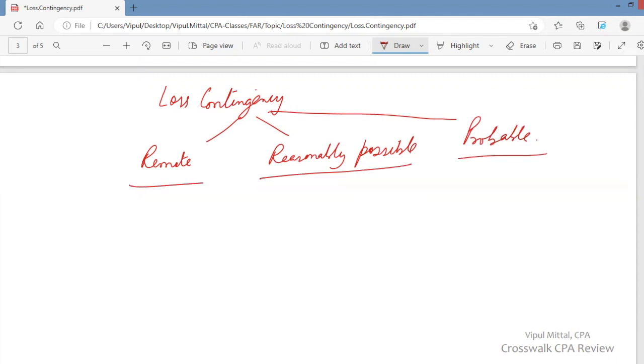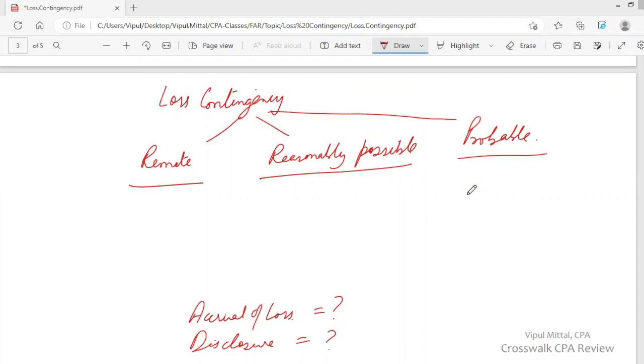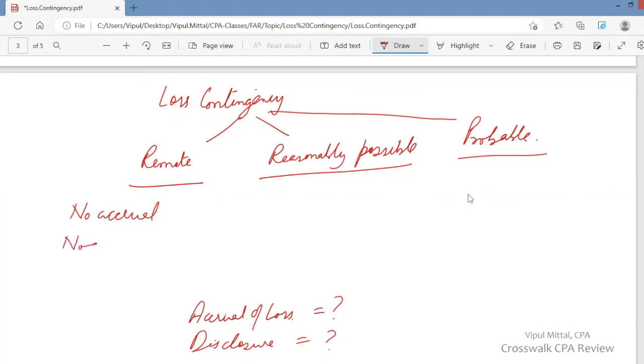So loss contingencies may be classified as remote, reasonably possible, or probable. Now, two questions: whether any accrual of loss is required or not, and whether disclosure in the notes is needed or not. And it depends upon the type of loss contingency it is. If it is remote, then no accrual is needed, and also no disclosure is required.